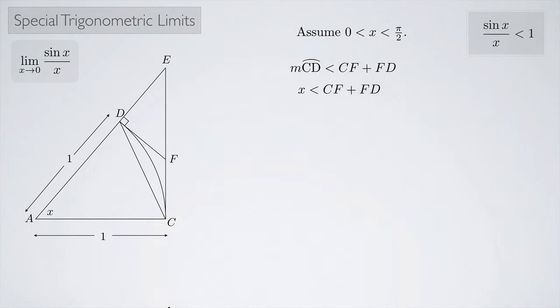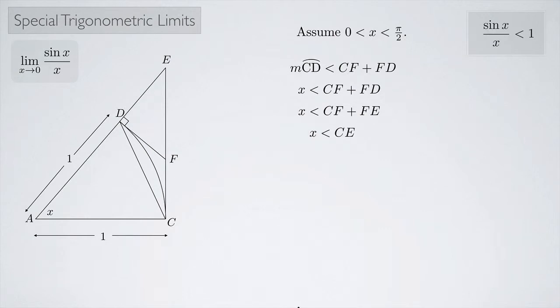And that means that x is less than CF plus FD, because remember the measure of arc CD was just x. And that means x is less than CF plus FE. So all I did was replace FD with FE. Well, if you think about it, here's FD. FE is definitely larger than FD. This is a right triangle, and FE is the hypotenuse, and the hypotenuse is always the largest side of a right triangle. So if x is less than CF plus FD, x is certainly less than CF plus FE.